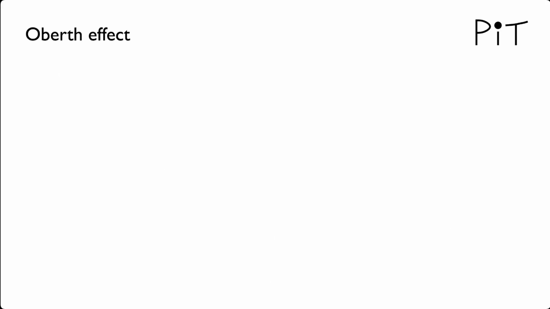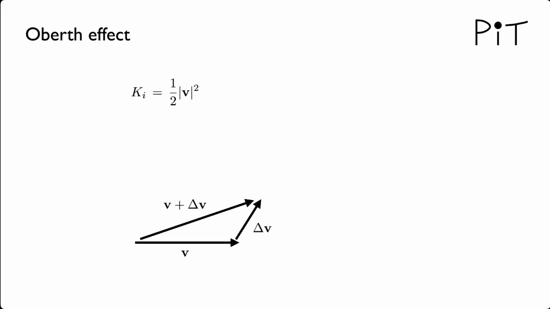Let's now turn to the other phenomenon, the Oberth effect. For a spacecraft moving at some velocity v in a reference frame, its kinetic energy per unit mass in this reference frame equals half the magnitude of its velocity squared. Let's suppose this spacecraft is in free space where gravity is negligible. The spacecraft fires its engines to change its velocity by some amount delta v. Velocity is a vector quantity, so the final velocity is the vector sum of these two velocities.